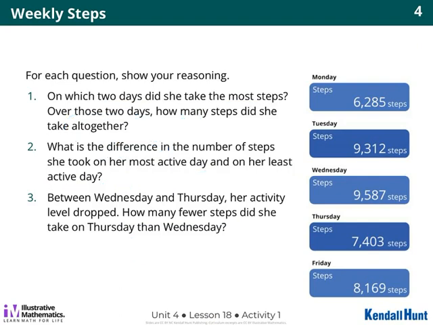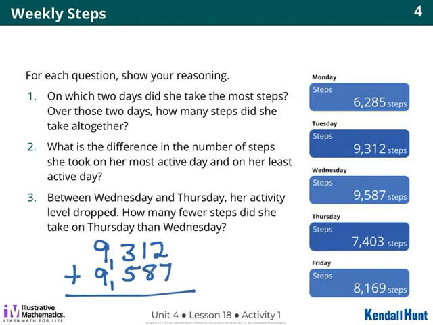And we're going to meet back here on the carpet probably in 5 or 6 minutes. Go. All right. So, number 1, we said we had to add. So, what were the 2 numbers we were adding? Madeline? 9,312 and 9,587. All right. So, we're adding these.